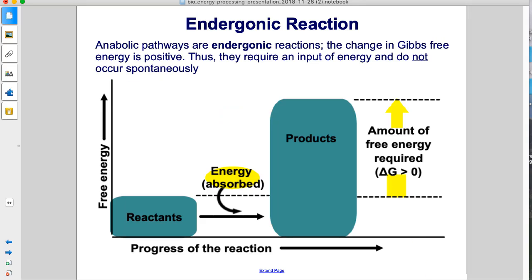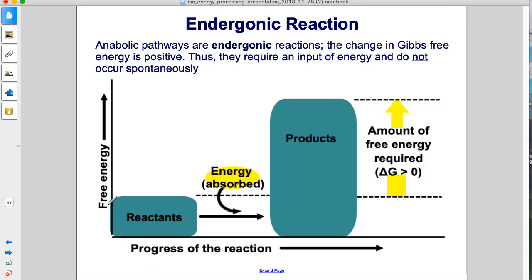Endergonic reaction. Anabolic pathways are endergonic reactions, and so here the change in Gibbs free energy is positive. Thus, they require an input of energy and do not occur spontaneously.